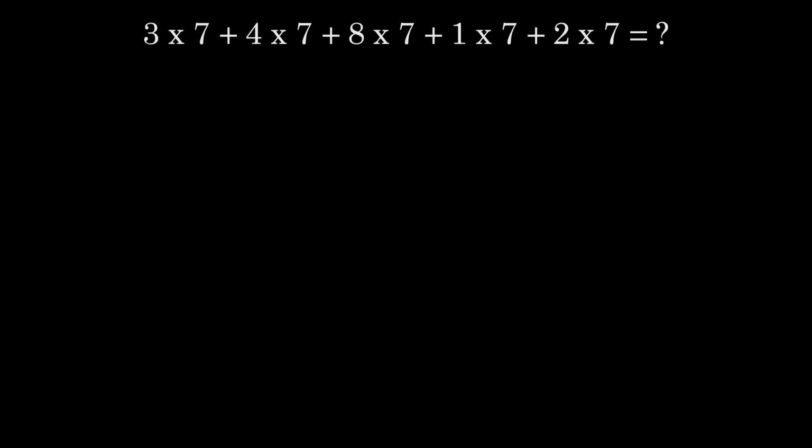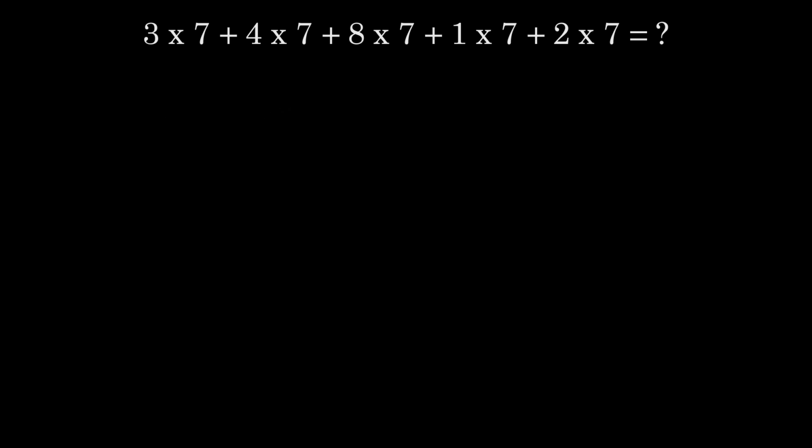What I really want to show you now is how much easier mathematics can be if you ignore the rules of PEMDAS and only use them when they actually matter. Let's look at an example. How would you solve the following? 3 times 7 plus 4 times 7 plus 8 times 7 plus 1 times 7 plus 2 times 7 equals x.